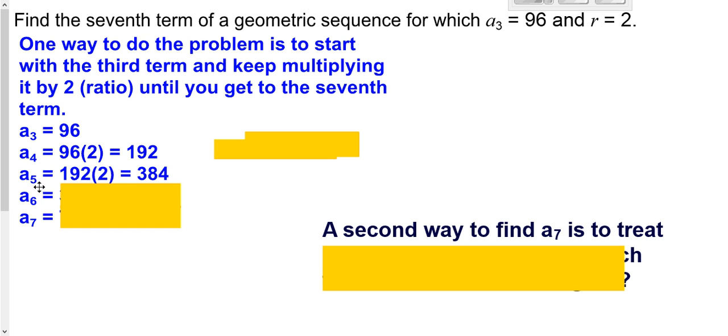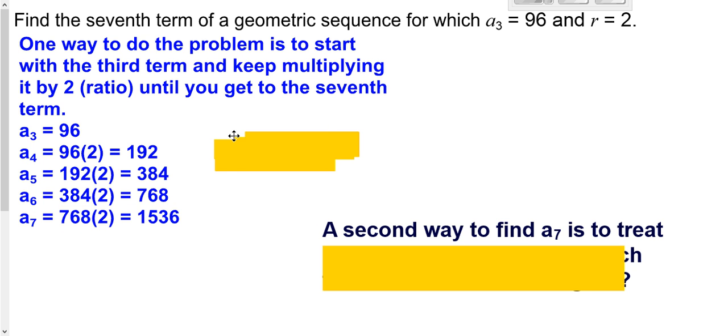Notice how I have a sub 5 here for the 5th term. To the 6th term, you get 384 times 2, and we get 768. The 7th term would then be that 768 times 2, and we get 1536. That's one way to do it.